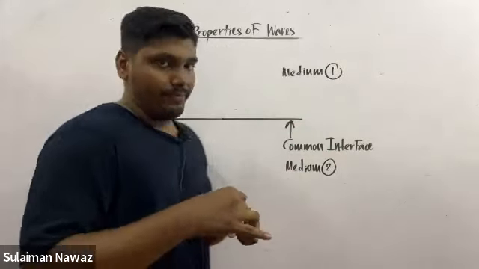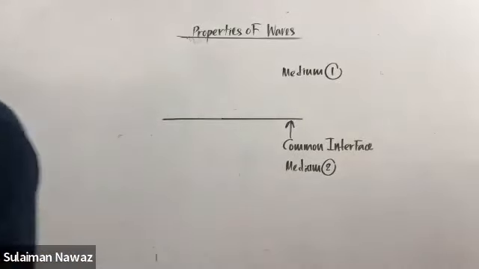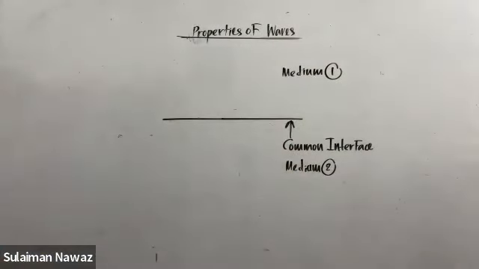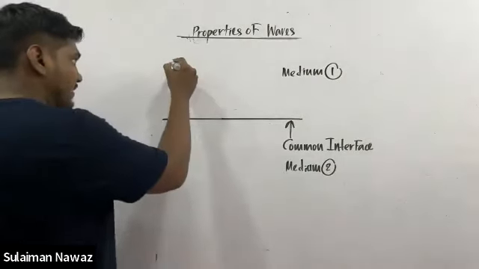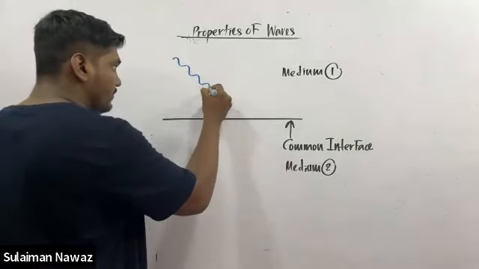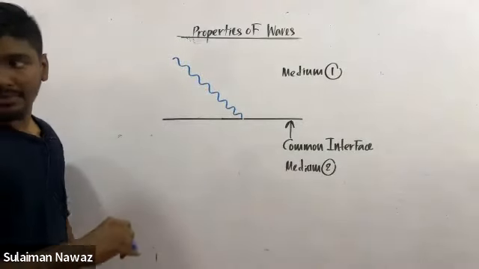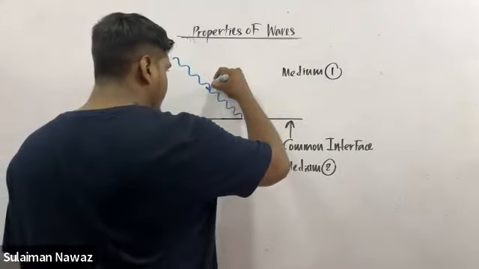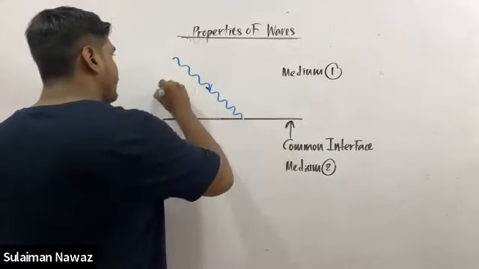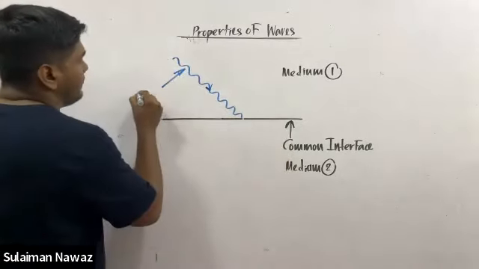So let's say now there is a wave. That wave is propagating through medium 1. So we call that wave the incident wave.